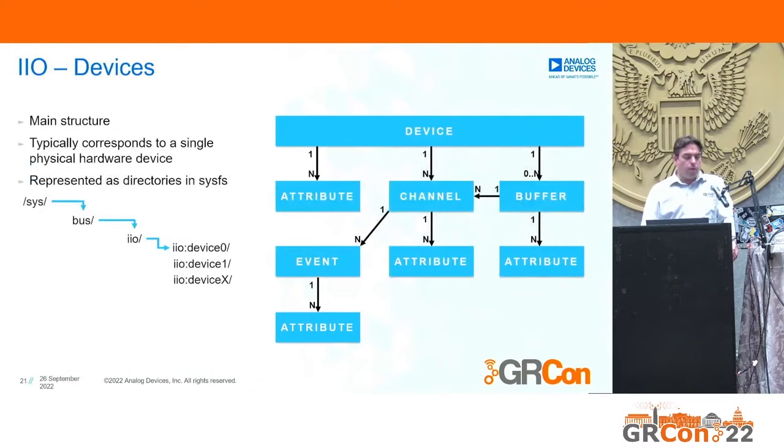So what are IIO devices? They are represented as files or directories in a virtual file system called sysfs on your running Linux system under sys/bus/iio. And each of these devices has a structure. A device can have many attributes. A device can have channels. Channels can have attributes. Channels can have events, and also events can have attributes. Devices can also have one or multiple buffers, and buffers can also have attributes.